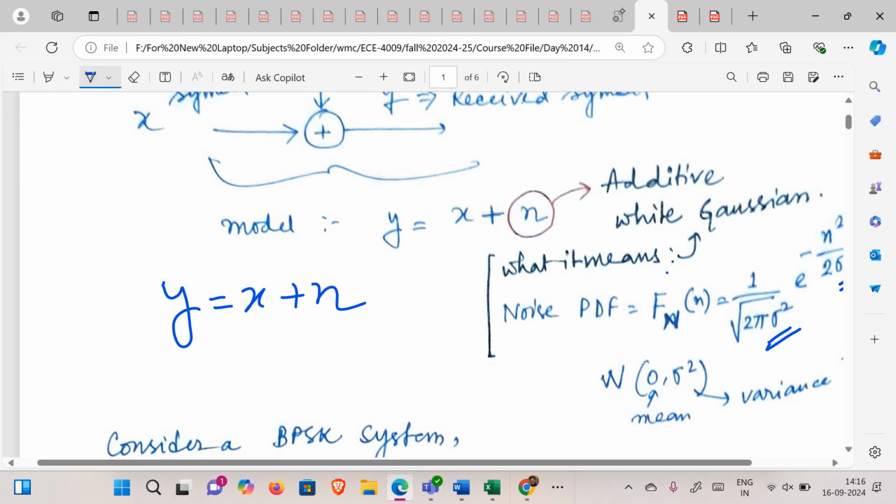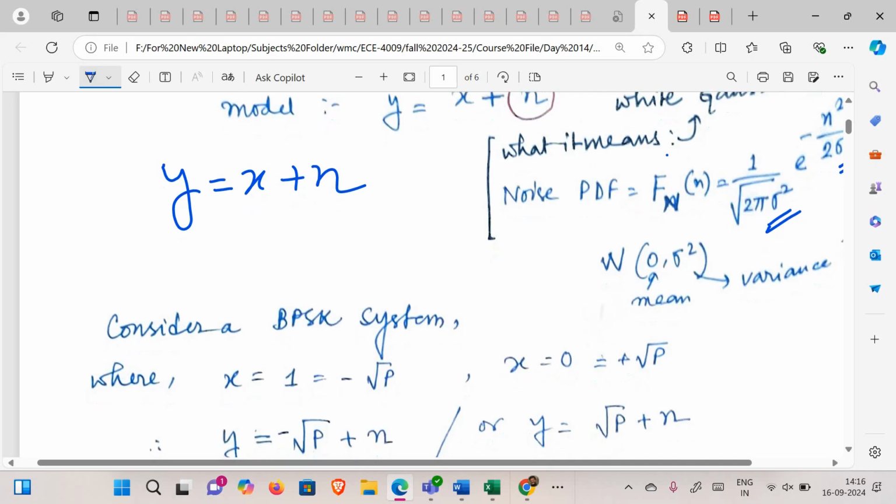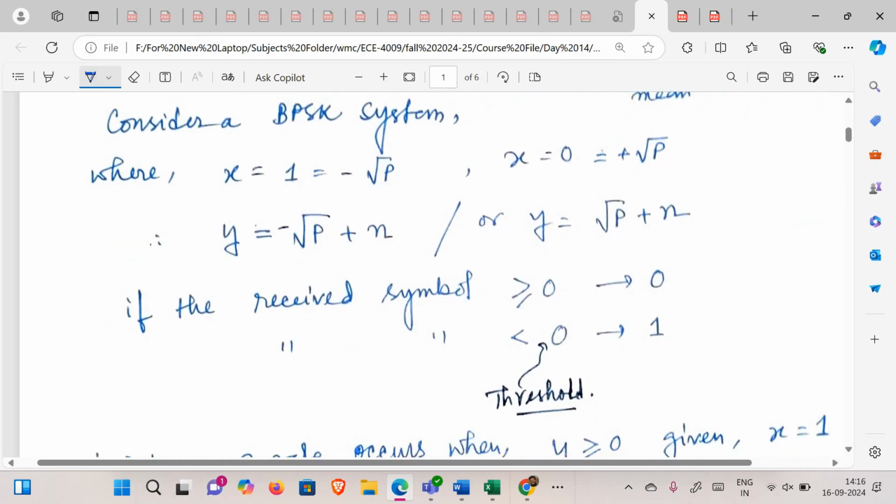Now, if I consider this particular scenario, keeping in mind that we have BPSK, and I guess all of you are aware of BPSK, where we send the data 1 bit at a time. In that, X equals 1 is given by minus square root P as the amplitude, and the other is given by plus square root P. So, in order to establish a relationship under this assumption, we get Y equals minus square root of P plus N, or Y equals plus square root P plus N.